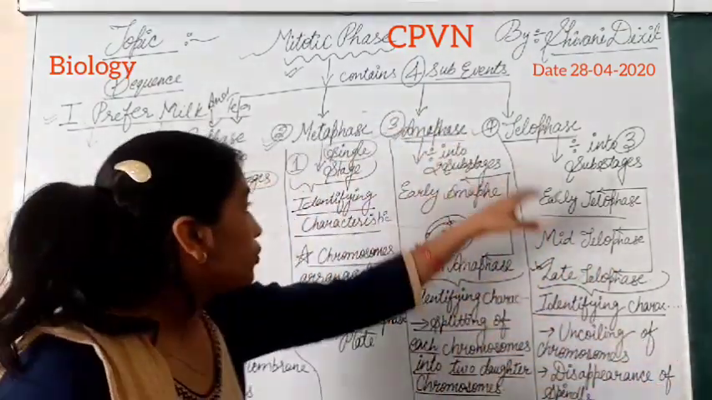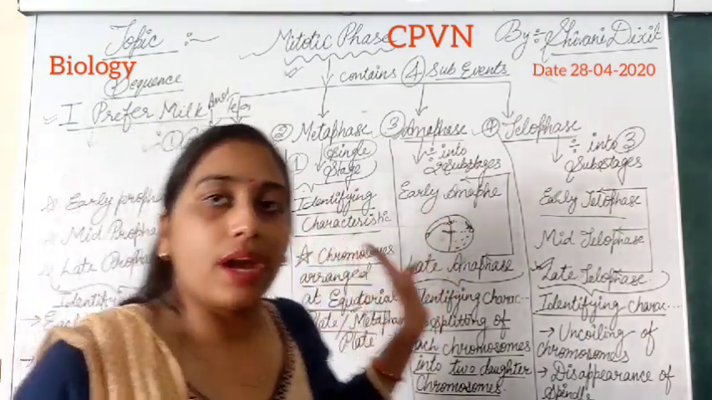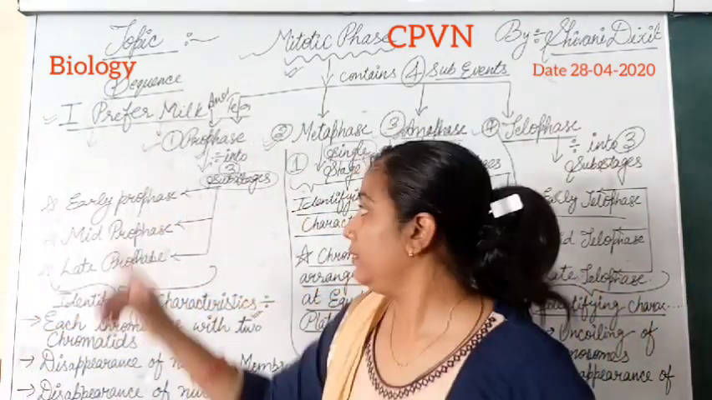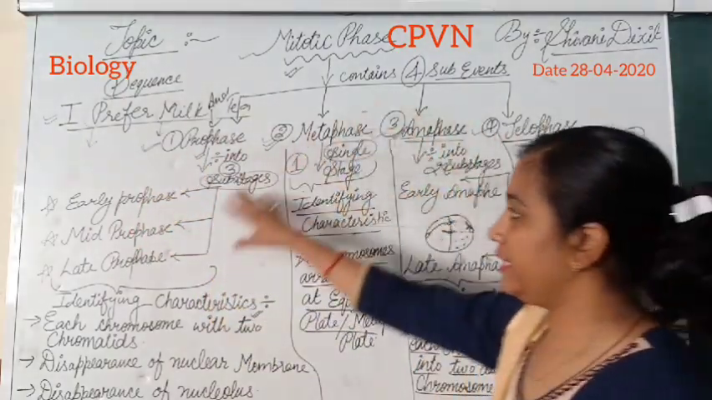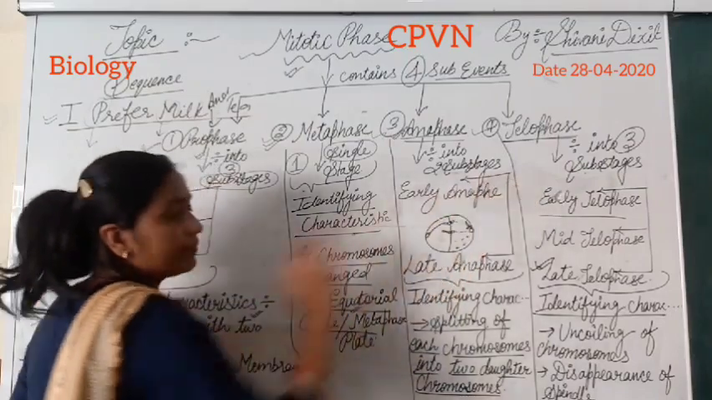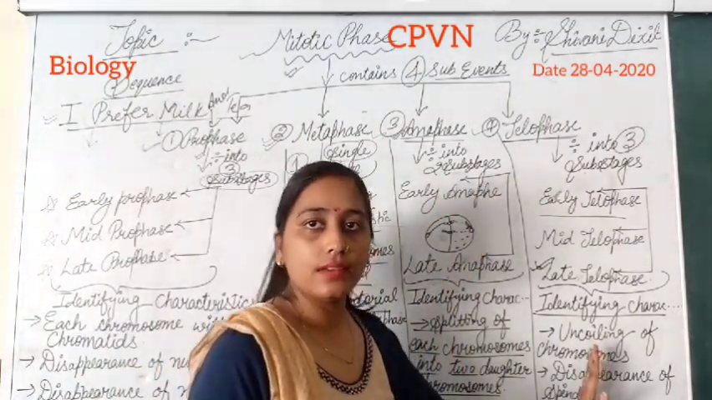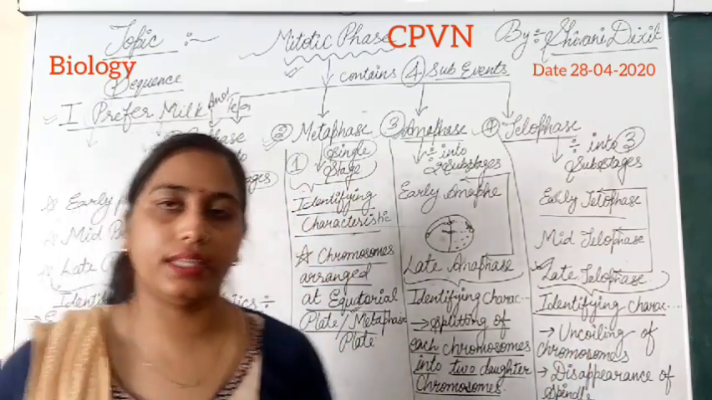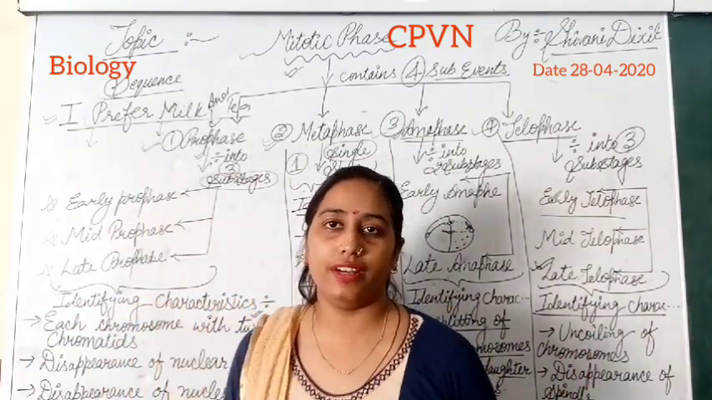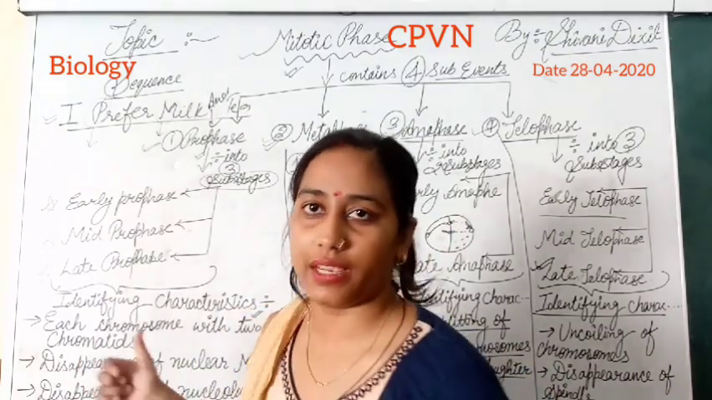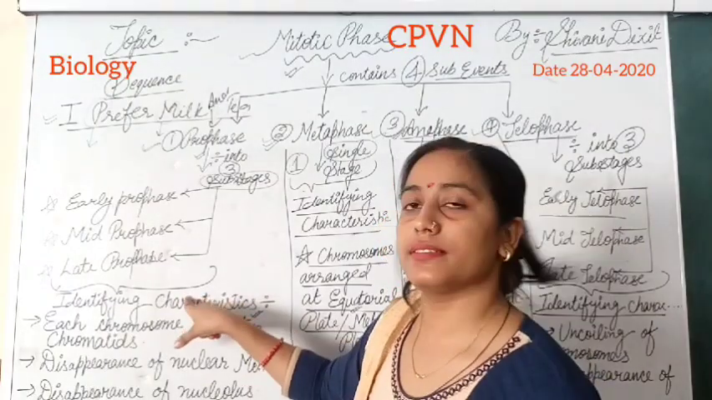This is all about the characteristics of the mitotic phases, right? The phases are prophase, metaphase, anaphase and telophase. These are their substages, and these are the identifying characteristics. Hope you understand this topic well. In our next video, we will discuss it with the help of diagrams. We will draw each and every diagram and then understand early prophase.